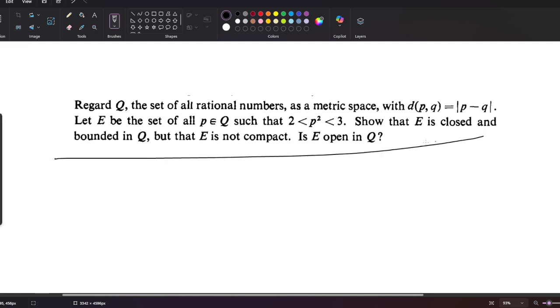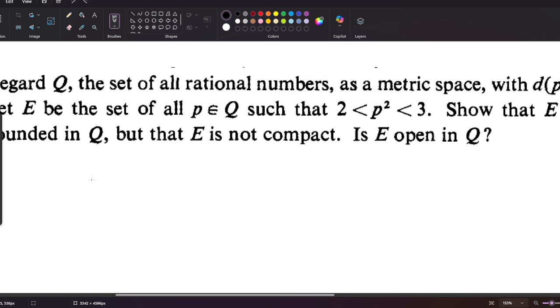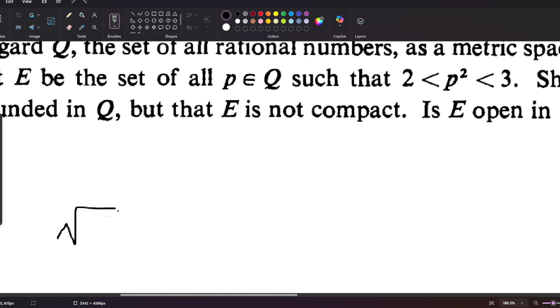Below we have this problem. Have Q as the set of rational numbers, well, like most notations, and it's a metric space with D defined as follows, in the same way as the real metric space. And you have a subset E. So essentially, what follows for the subset is this relation, which also implies that the value of P lies between square root of 2 and square root of 3.